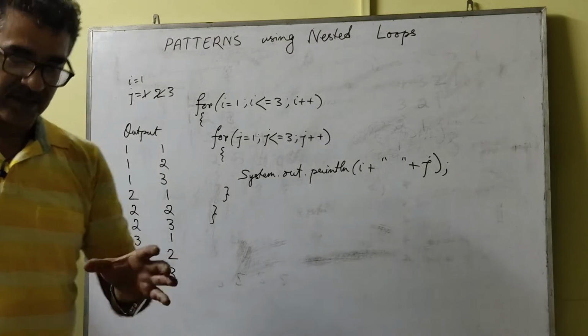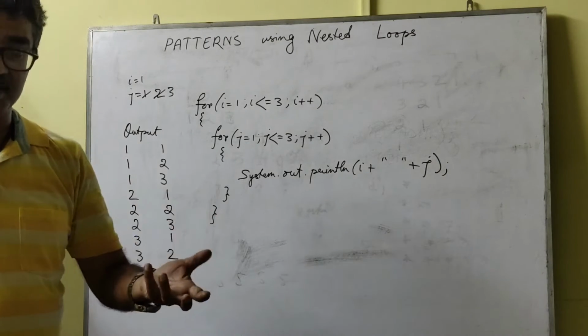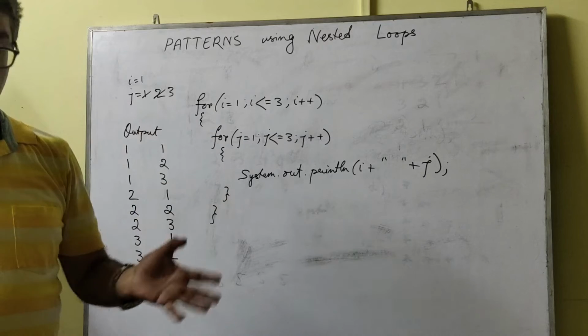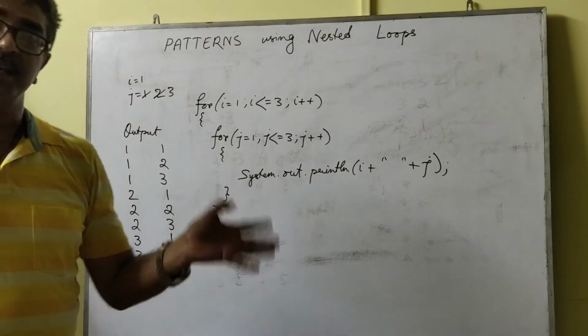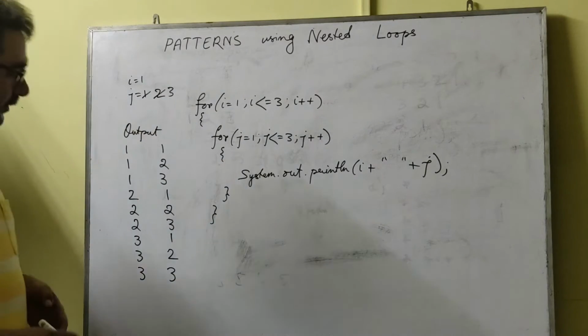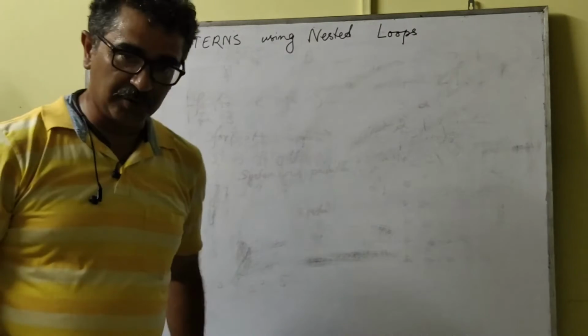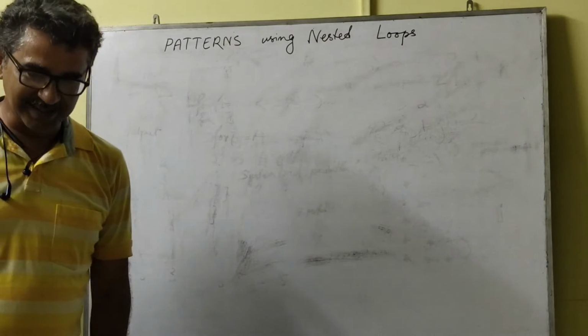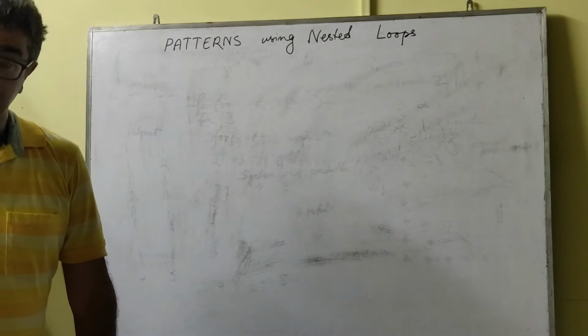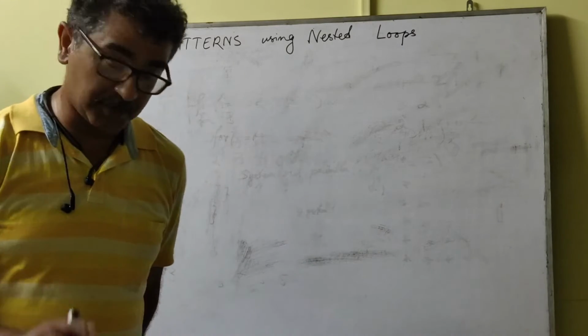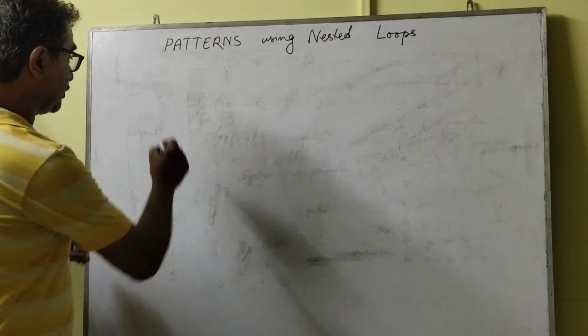So we can conclude that first the inner loop completes its iteration and only then the control goes to the outer loop and completes its iteration. Now I am going to give you another example. This time we are going to determine what will be the output of this particular program. Let us see this particular program.